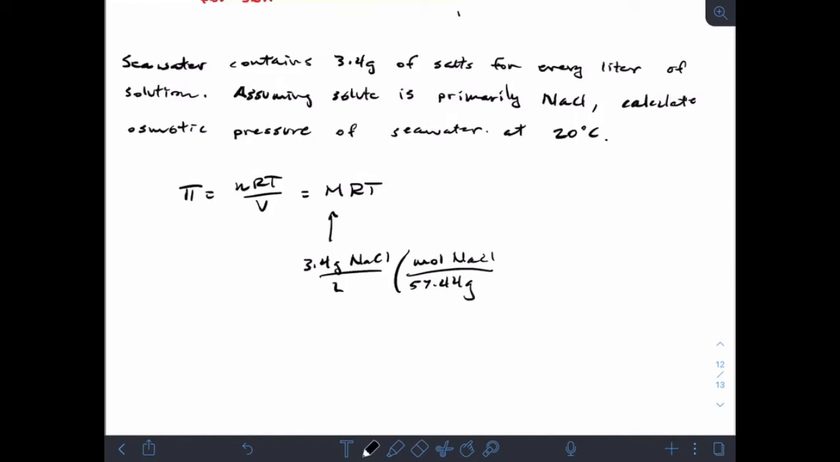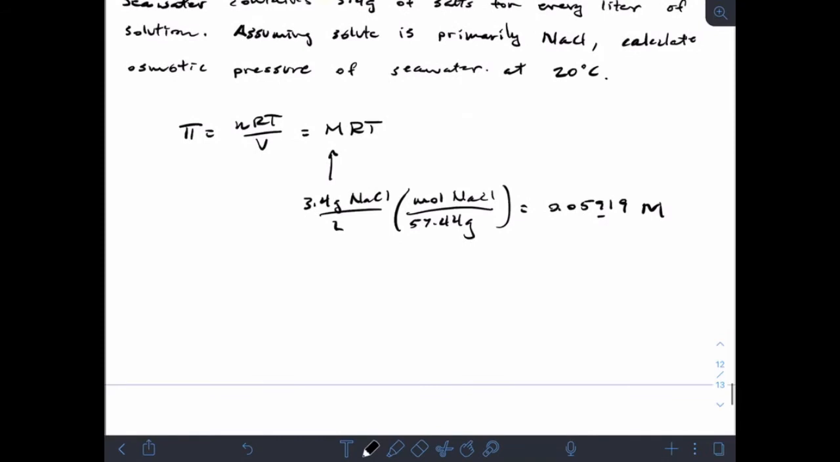Sodium chloride is 57.44 grams per mole. So we have a molarity of 0.05919. Keeping track of sig figs, we're going to track at 2 significant digits. And yes, folks that are watching at home, sig figs still count. Okay, so now that I know the molarity, all I have to do is plug in the values, making sure that I use temperature in kelvins, because that's the units of R.